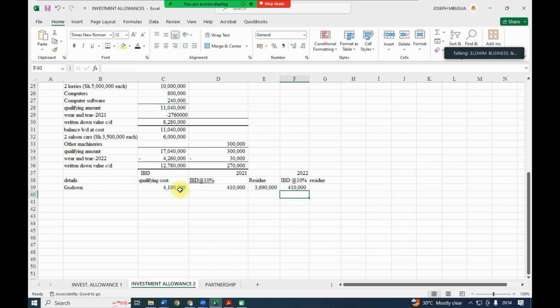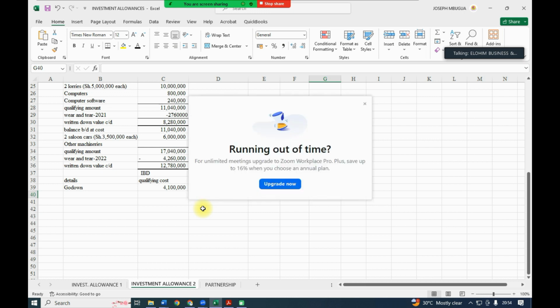Which will give you still 10. But what will change now is the residue. The residue brought down was 690, and you minus the IBD. So the residue carried forward will now be 32.8. But the IBD will be a constant year in, year out, because it's 10% of the original cost. It is on a straight line basis, not on reducing balance.